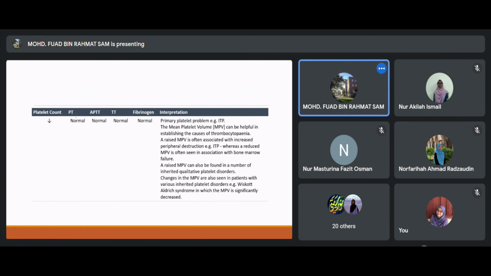What happened kalau the platelet count yang normal, tapi dia ada coagulation test, screening test, semuanya normal. PT normal, APTT normal, TT normal, fibrinogen level pun normal. Maybe because of primary platelet problem. Maybe platelet problem. So mungkin tak ada kaitan dengan coagulation factors punya deficiency. Okay. So the mean platelet volume MPV can be helpful in establishing the cause of thrombocytopenia.